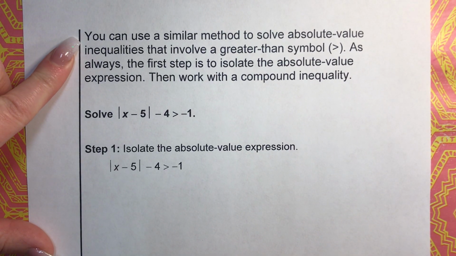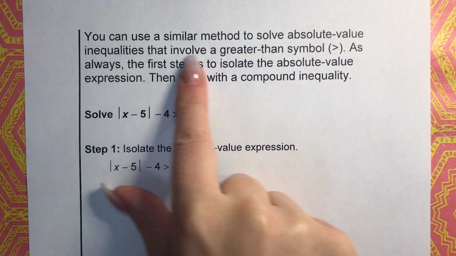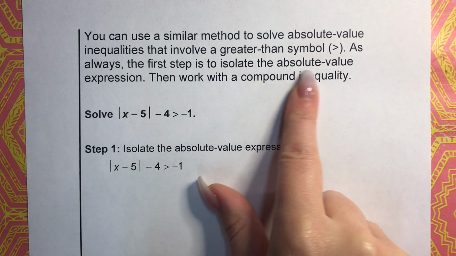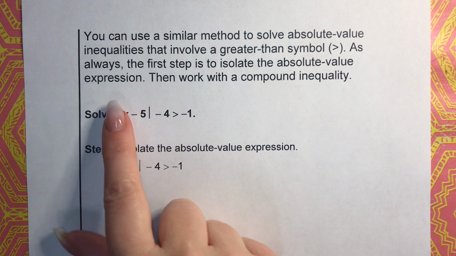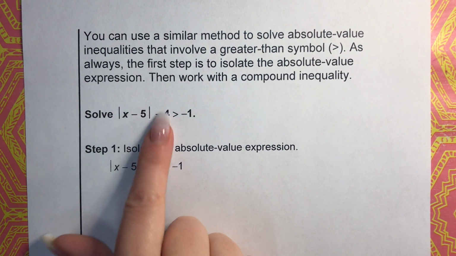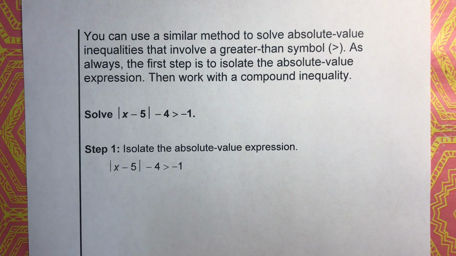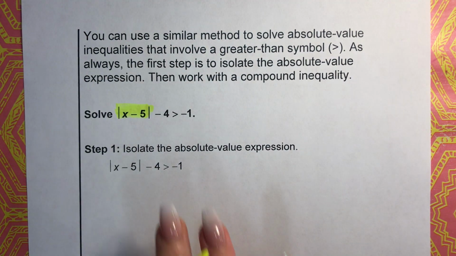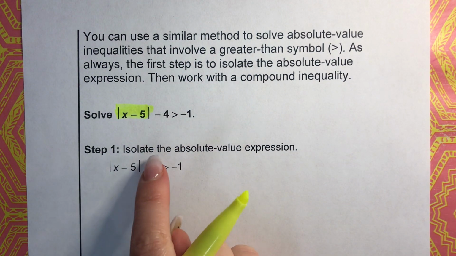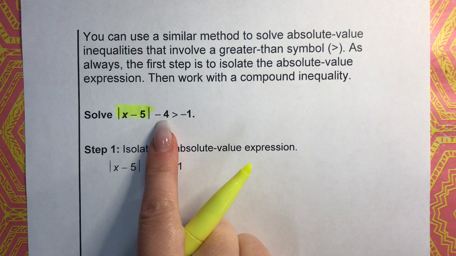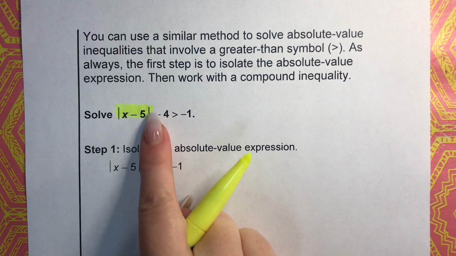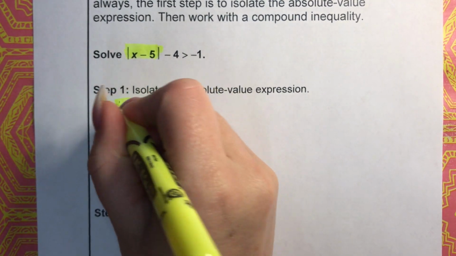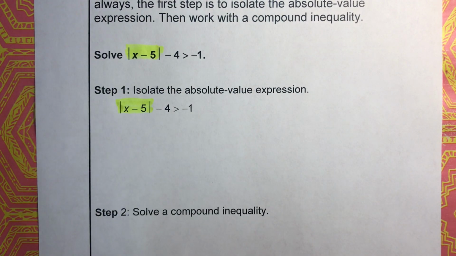All right, you can use a similar method to solve absolute value inequalities that involve a greater than symbol like this. As always, the first step is to isolate the absolute value expression, then work with the compound inequality. So here, this is our absolute value expression right here. And we need to get this by itself, just like we did in the last example problems that we went through. Right here, there's this -4 on this side of the inequality, so we have to get rid of that and isolate this absolute value expression.